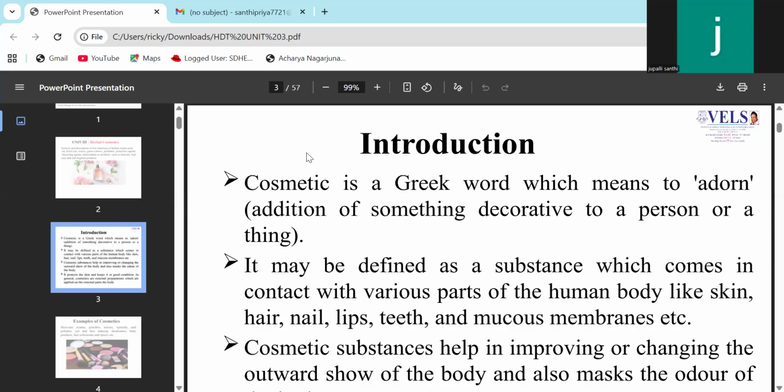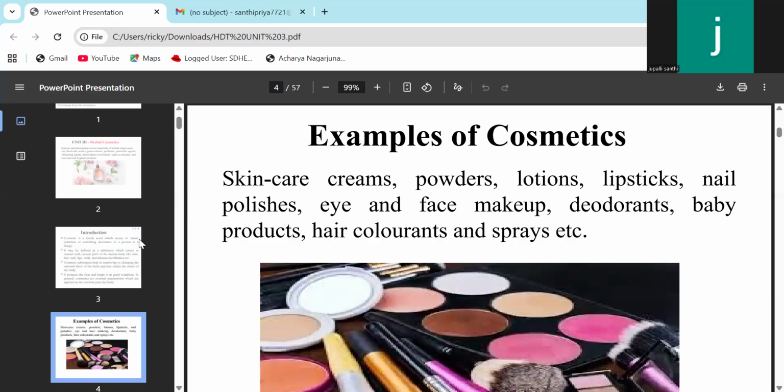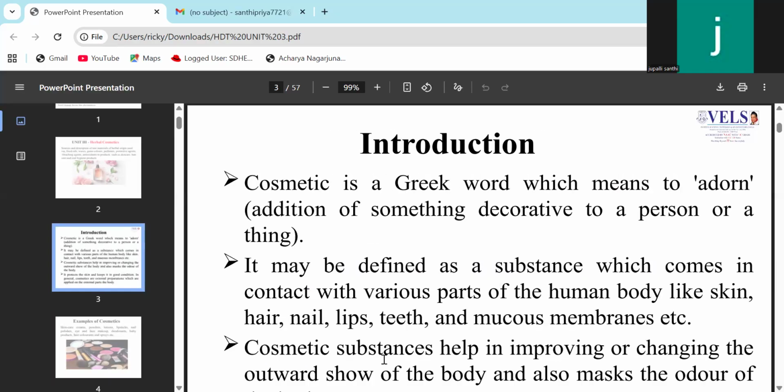So these cosmetic substances help in improving or changing the outward show of the body and also mask the odor of the body. So it mainly protects the skin and keeps it in good condition in general. So cosmetics are external preparations which are applied to the external parts of the body.